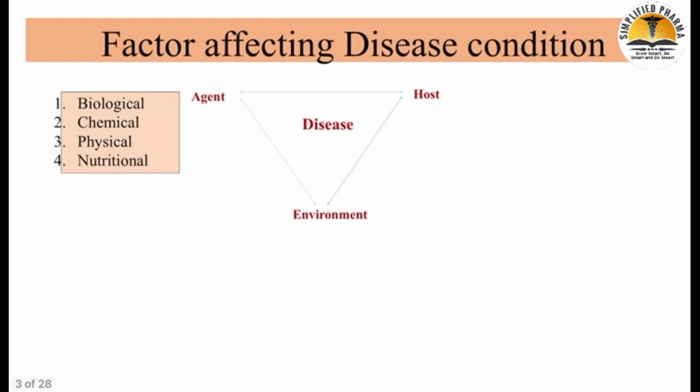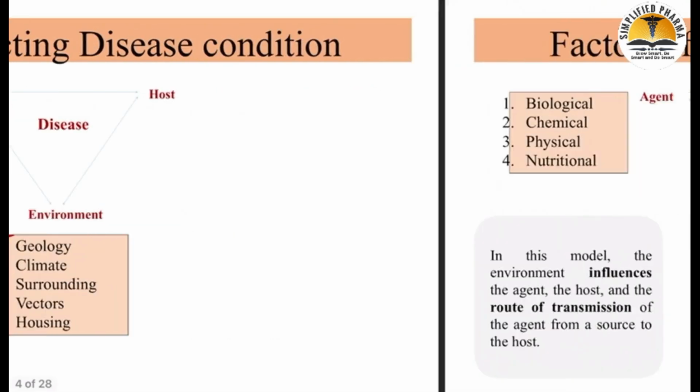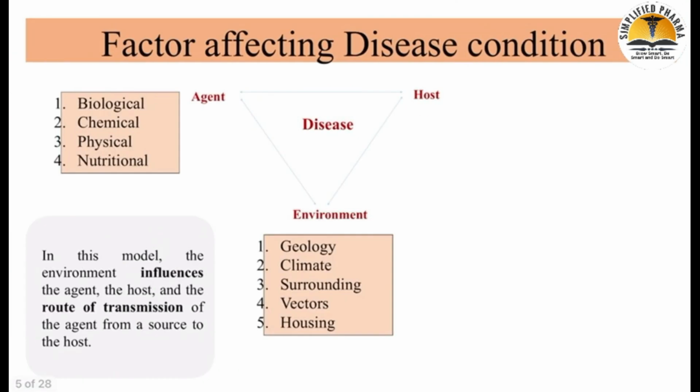First, in the agent factor, we will see biological factors, chemical factors, physical factors, and nutritional factors. And in environmental factors, we will see geology, climate, surrounding factors, vectors, and housing, and their effect on the disease. The environment influences the agent, the host, and the route of transmission of the agent from a source to the host. This is important.